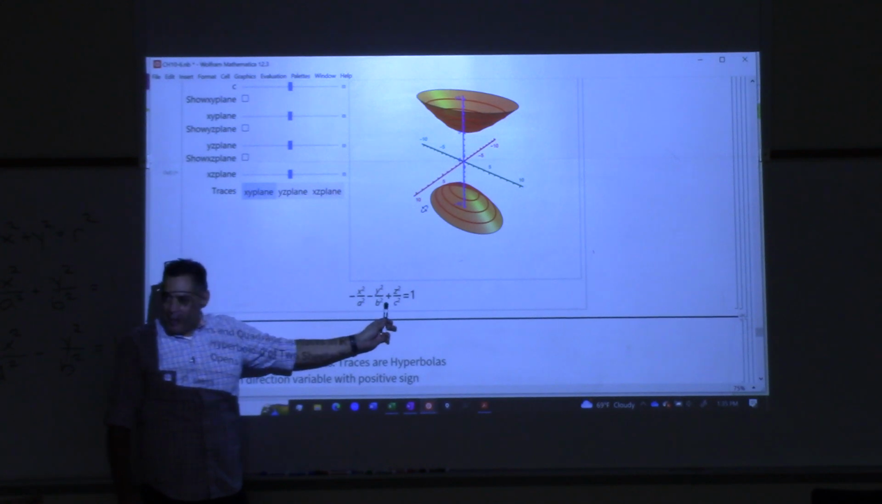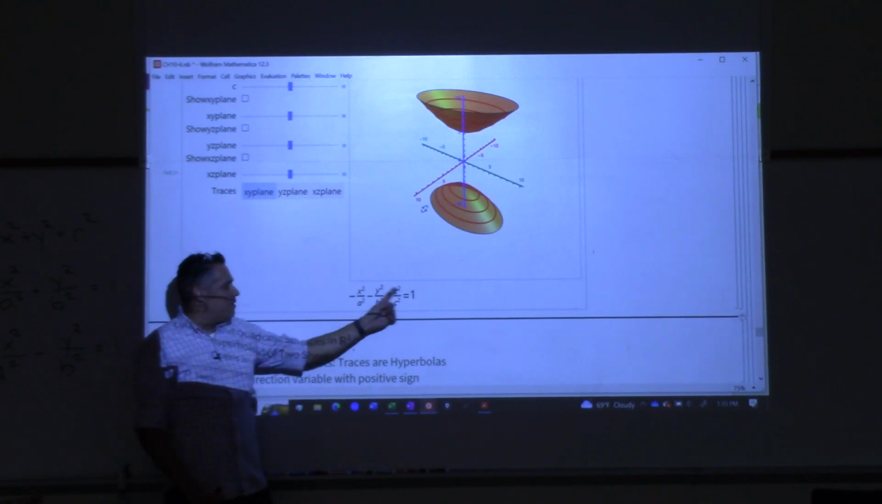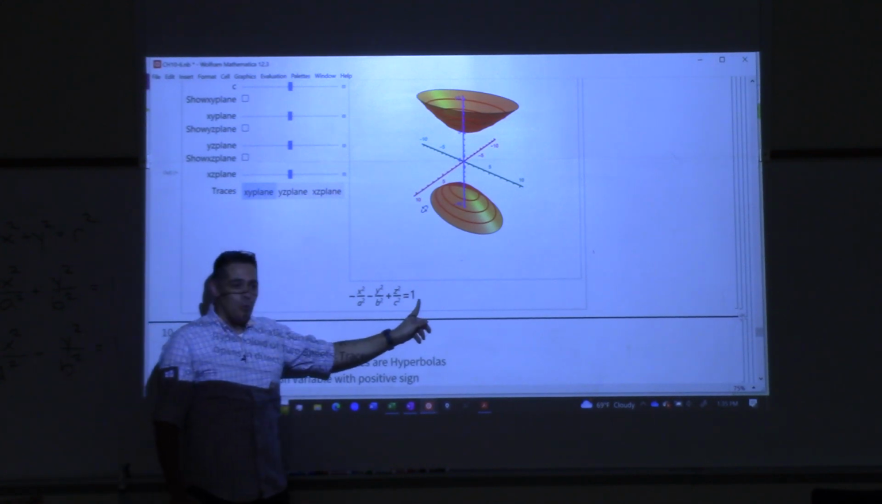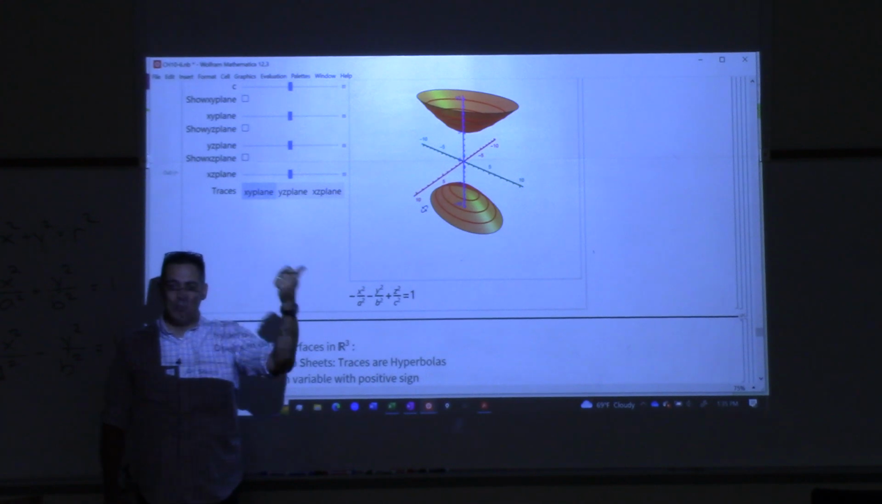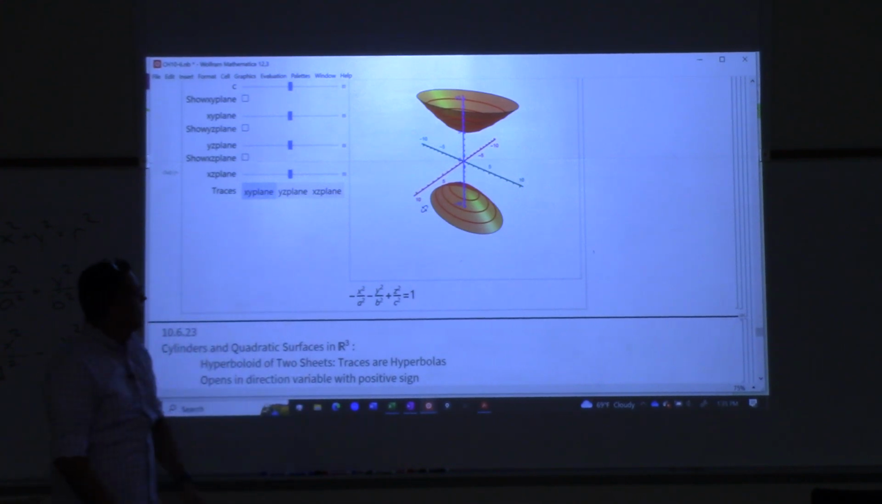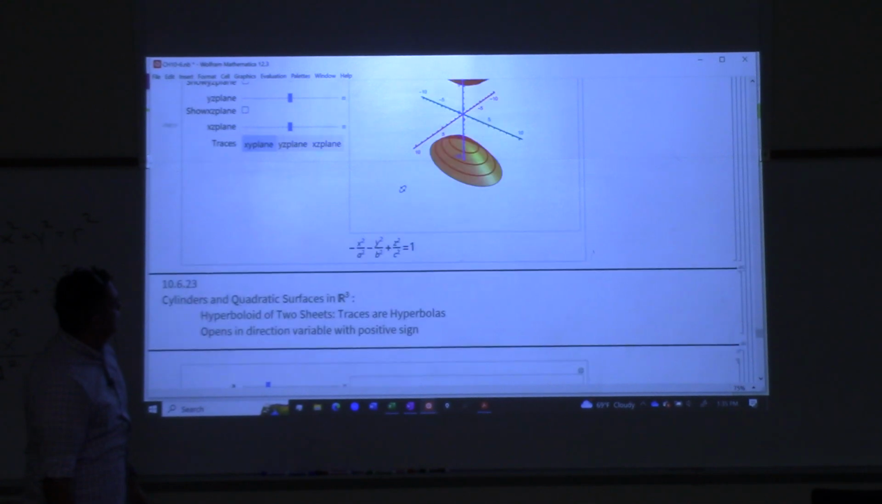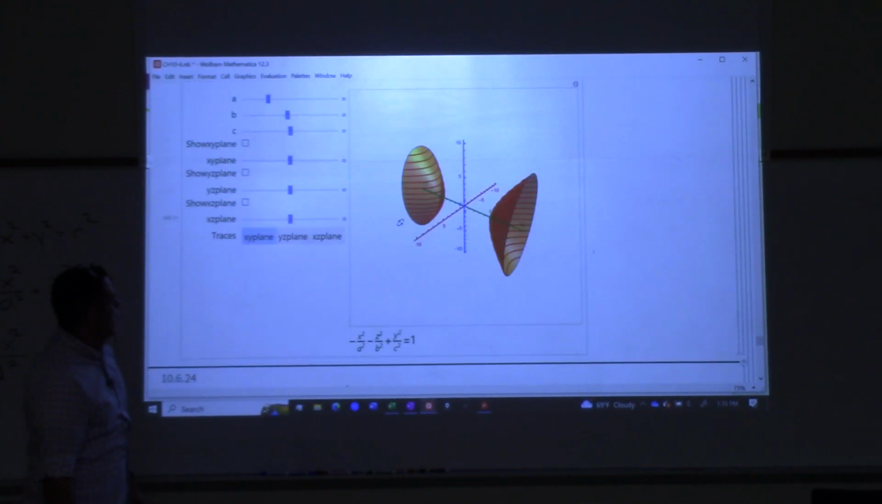You see now what we have? All 3 variables, all of them squared, equals 1. 2 of them are negative, 1's positive. 2 negative, 1 positive. The other one, it was 2 positive, 1 negative, right? All right, there they all are.